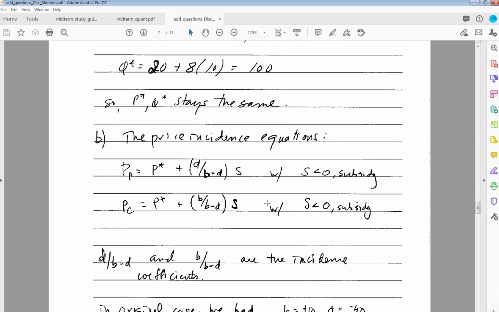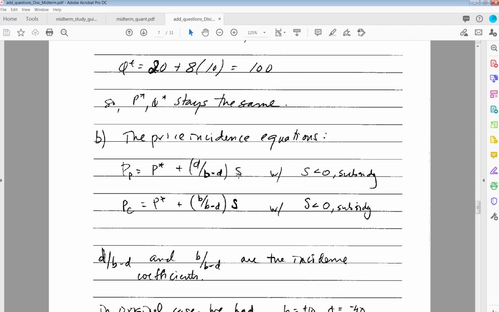For part B, I go straight to the price incidence equations, and I talked about this in class on Wednesday as well. Write these down, use them however you like. This part has to stay the same. It's the producer price, the free market price, plus the demand slope over the supply slope minus the demand slope. This coefficient is unyielding, right? Then put a variable out here for the policy, however you like.